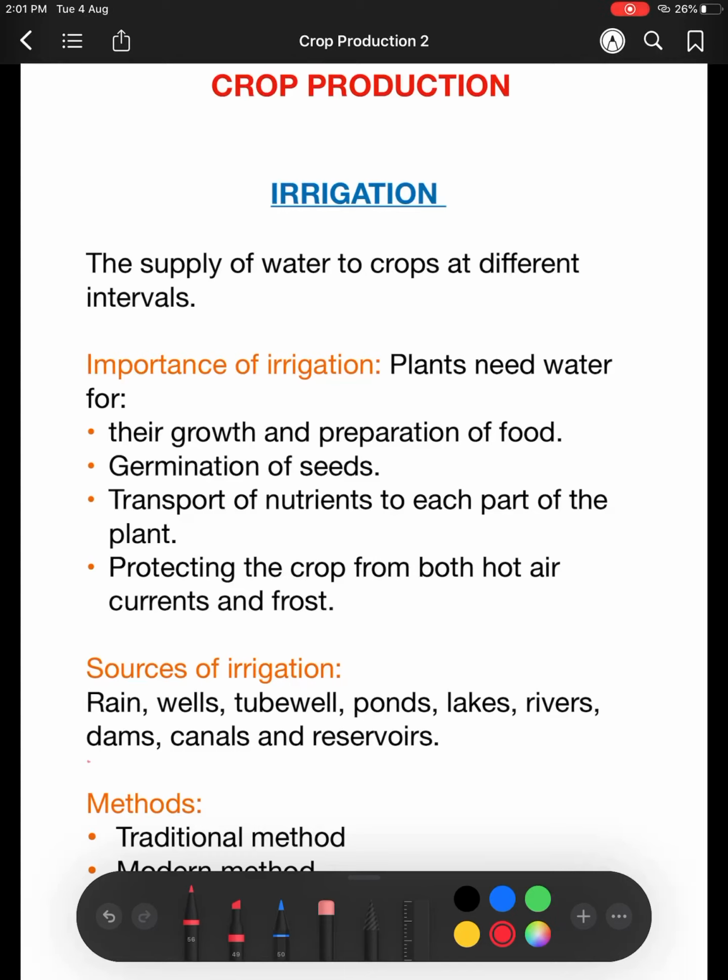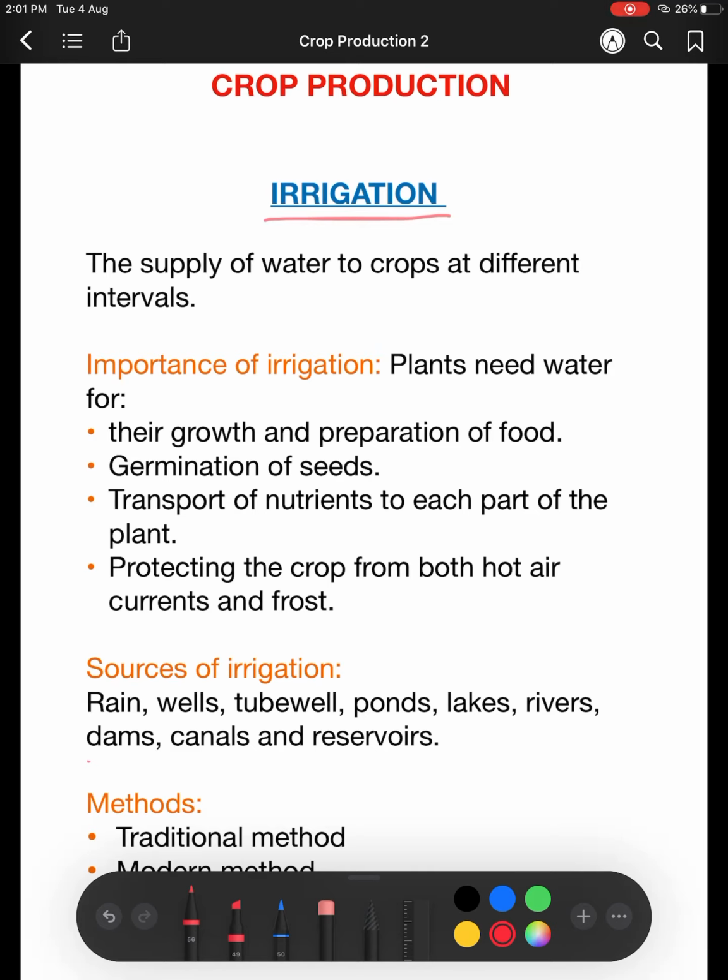Students, in today's lecture, we will continue with the agriculture practices in crop production. In the last lecture, we discussed soil preparation, selection of seeds, sowing and applying fertilizers. Today, we start with irrigation.